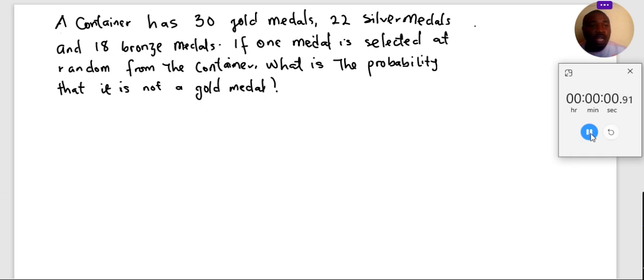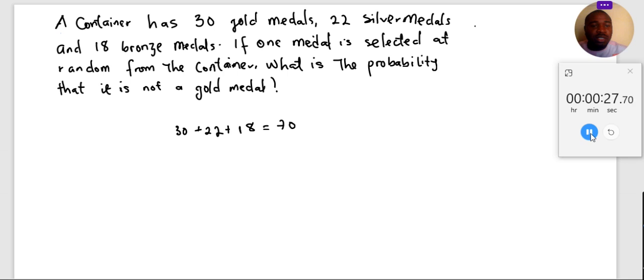Now see, a container has 30 gold medals, 22 silver medals and 18 bronze medals. If one medal is selected at random from the container, what is the probability that it is not gold? From this question, you can extract the fact that we have 30 gold, 22 silver and 18 bronze. If I add them up, I get a total of 70.